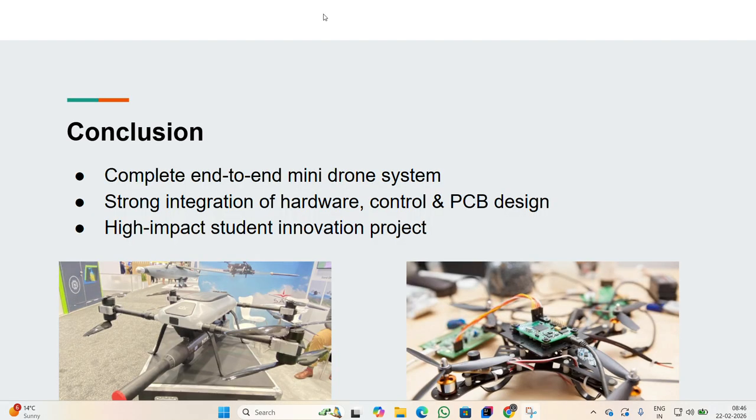So, what is the conclusion of our whole discussion? Complete end-to-end mini drone system, strong integration of hardware, control and PCB design, high impact student innovation project. These three are the main conclusions of the whole discussion.